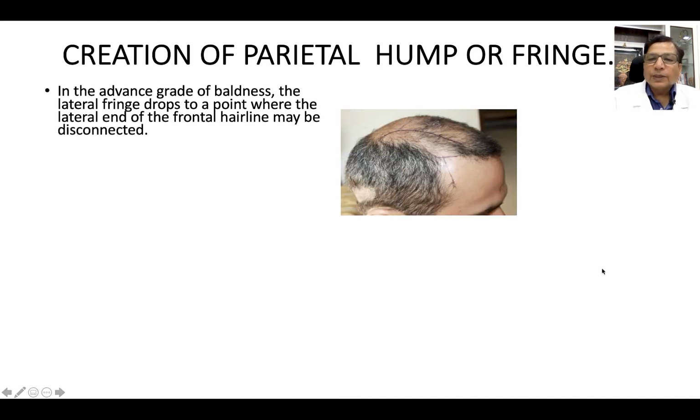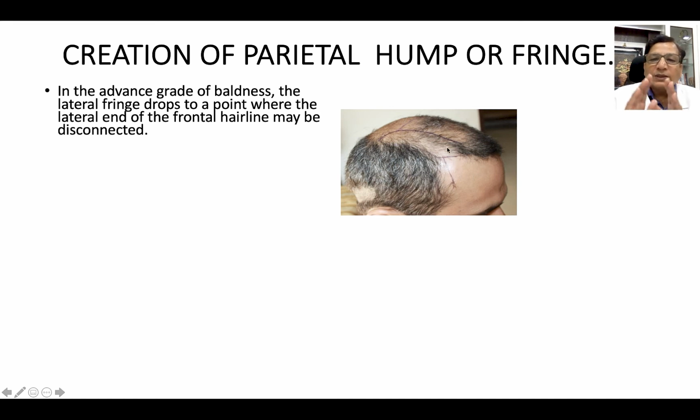Understand this very important point. This is the anterior line, this is temporal, and this is parietal. Though there is hair loss in this area, what has happened? This has dropped down, and the connection which was there between the anterior line and the upper edge of the parietal and temporal fringe got disconnected. So this is the anterior line, this is the temporal fringe, and this is the parietal fringe. The connection between these two has been lost.